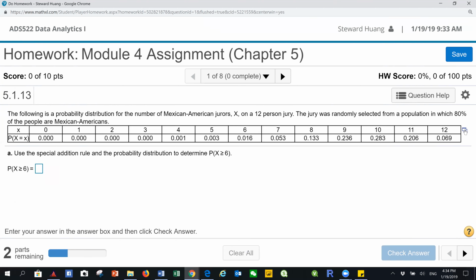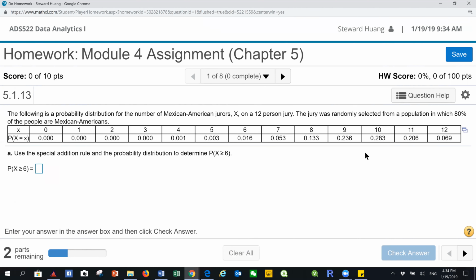What you should do is just copy, open it in Excel, and select the sum for these numbers from 0.003 all the way to 0.069. You will get the probability. And so on and so forth. This is not a big deal.